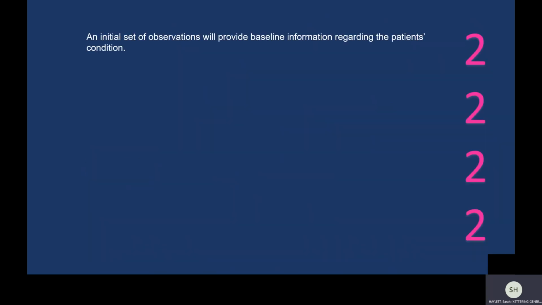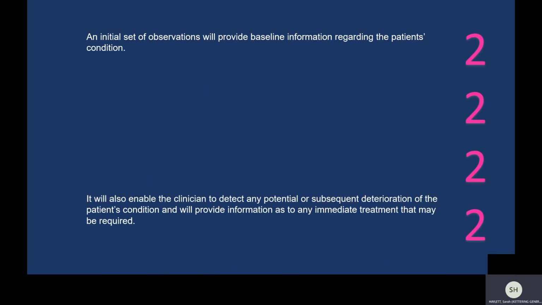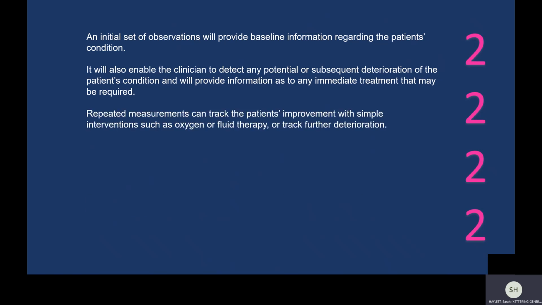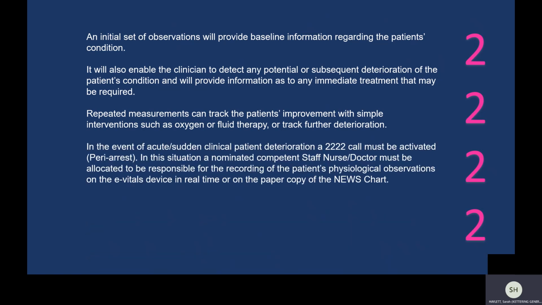So we must complete an initial set of observations on all of our patients. This will provide us with a baseline. We can sometimes respond to this information with medications or simply by changing the position of our patient. Repeated observations may suggest the need for oxygen or even IV fluids. By repeating observations on our patients, we're able to recognise a decline in their initial presentation. If there is a rapid deterioration and a patient becomes acutely unwell, a 222 call should be activated, and we must monitor our patient continuously and document accurately.